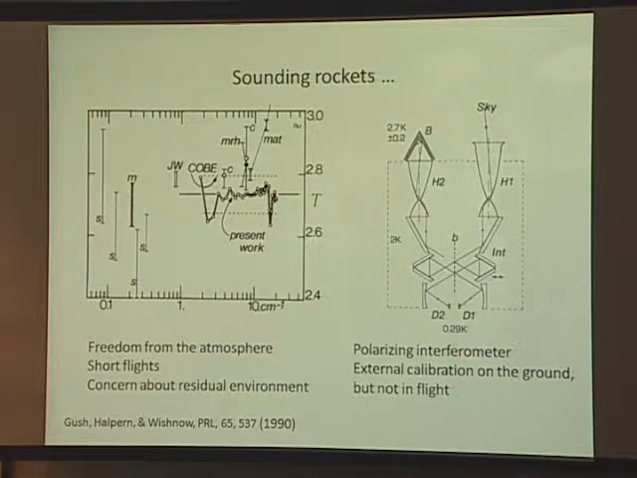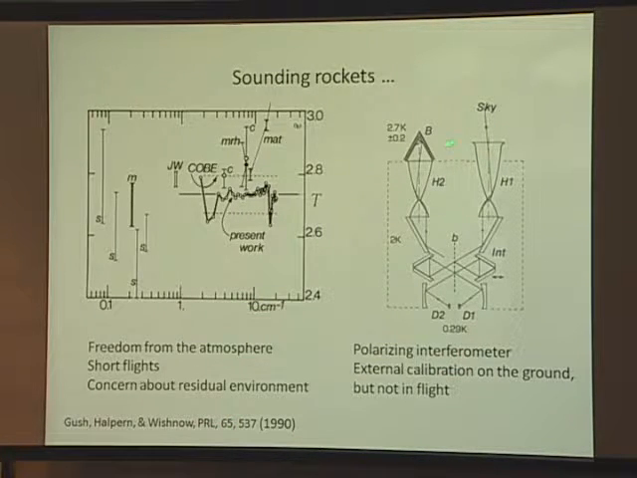as shown in this work from Gush, Halpern, and Wishnow, shortly after COBE's result. You get freedom from the atmosphere, but it's generally a short flight, and there's always concern about residual rocket exhaust or other things that you drag up with you, so that's been a problem for some other experiments. This particular rocket experiment was also a polarizing interferometer.